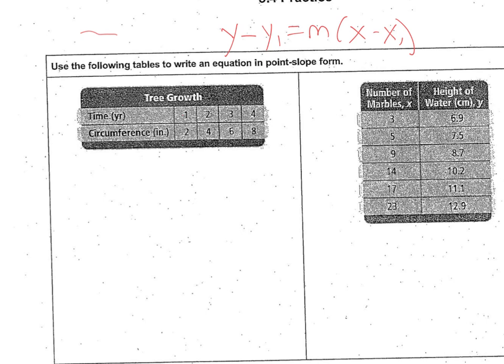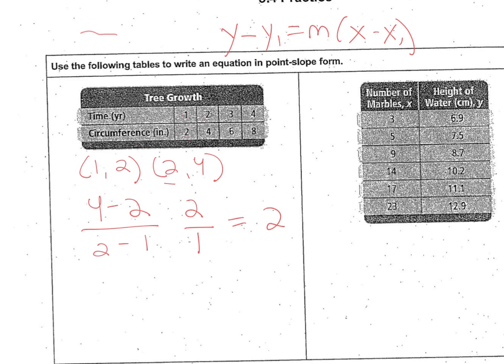And so if we take one ordered pair here, 1, 2, and another ordered pair, 2, 4, and we do the change in y over the change in x, we could see that our slope is 2. And then, since there are 1, 2, 3, 4 ordered pairs given here, I could have 4 possible answers. I am just going to pick this one here, which is 1, 2, and a slope of 2. And it would be y minus 2 equals 2 times x minus 1. And that is my point slope form.